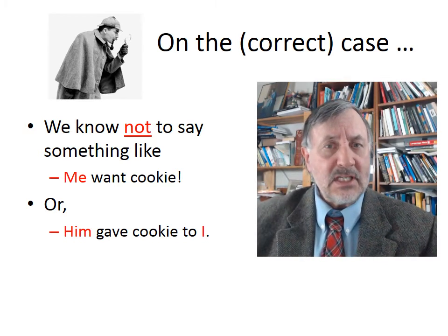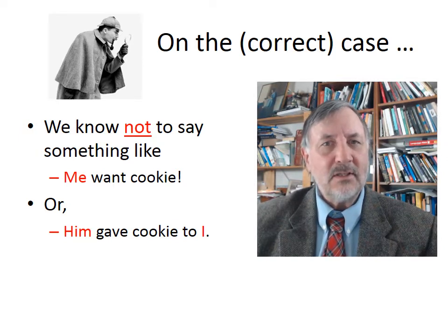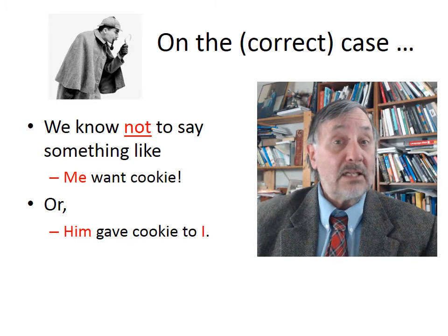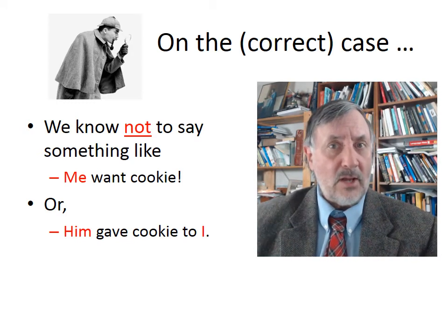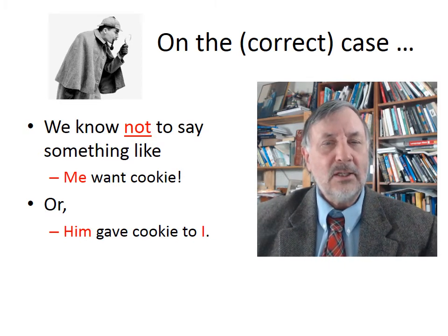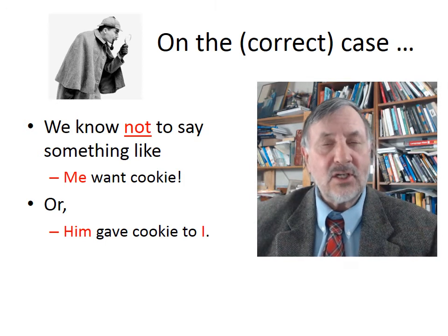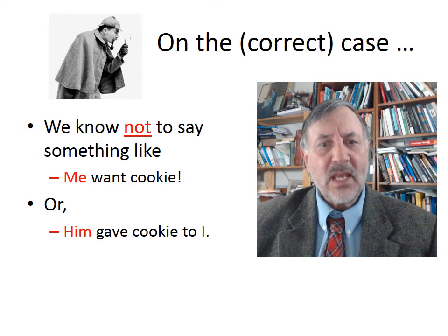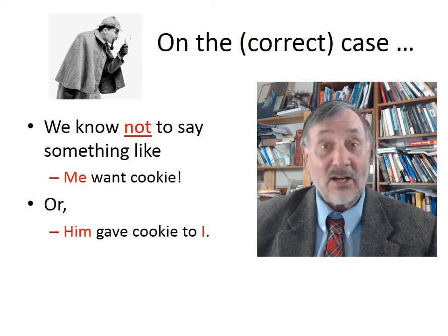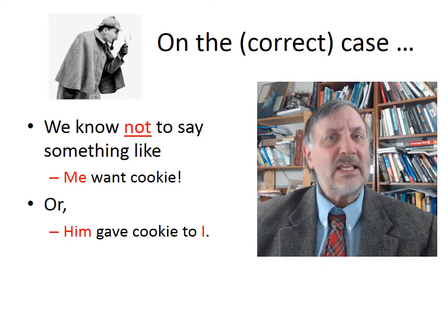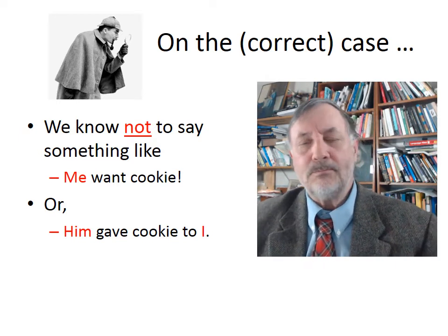And the reason it's a mistake is "me" is the first person objective pronoun, when as the subject of a verb, it should be the subjective pronoun that we use. I want a cookie. Or to carry this transgression against pronouns even further, if someone said, "Him gave cookie to I," we'd recognize that as a mistake, or actually two mistakes. So, he gave a cookie to me would be the correct form.